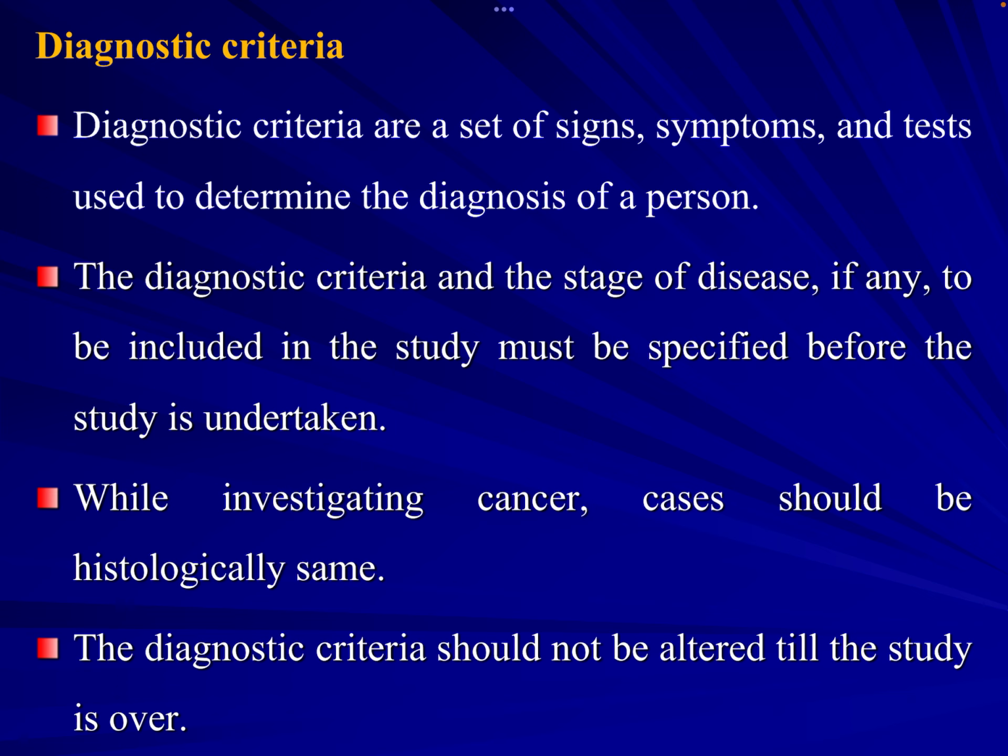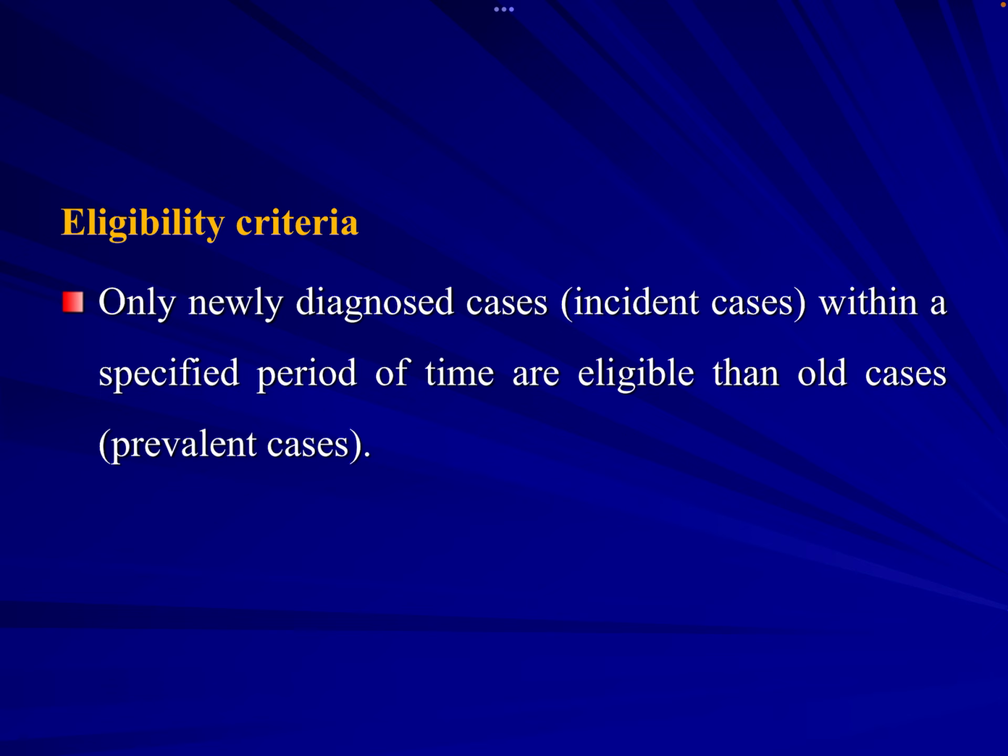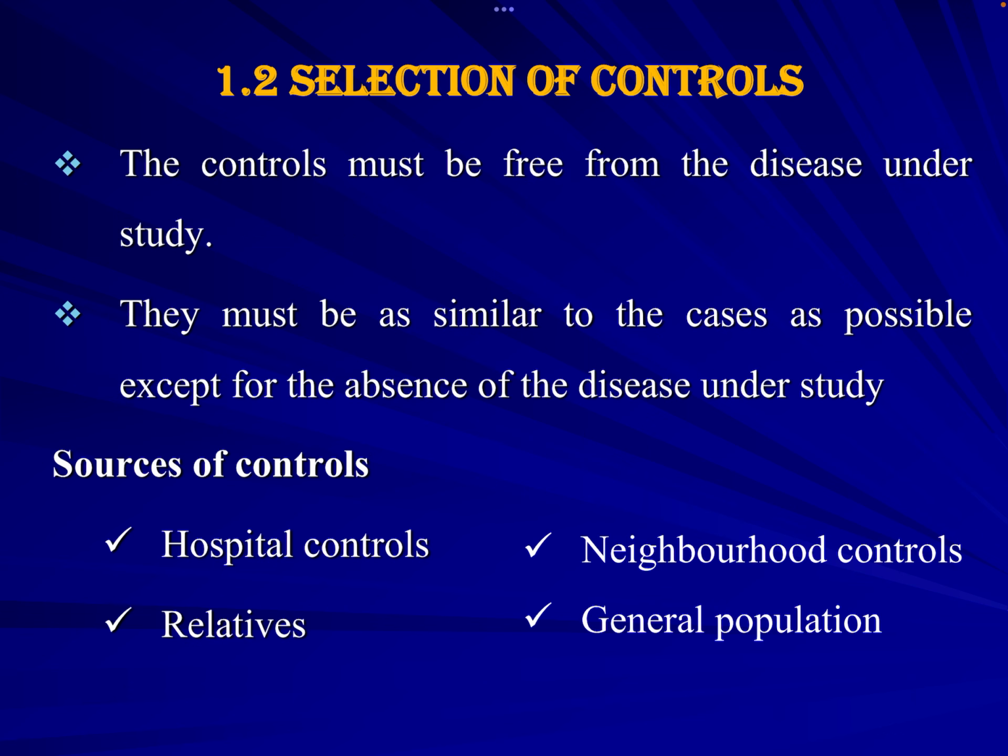The diagnostic criteria and the stage of disease, if any, to be included in the study must be specified before the study is undertaken. While investigating cancer, cases should be histologically same. The diagnostic criteria should not be altered till the study is over. Next is eligibility criteria. Only newly diagnosed cases, that is incident cases within a specified period of time, are eligible rather than old cases or the prevalent cases.